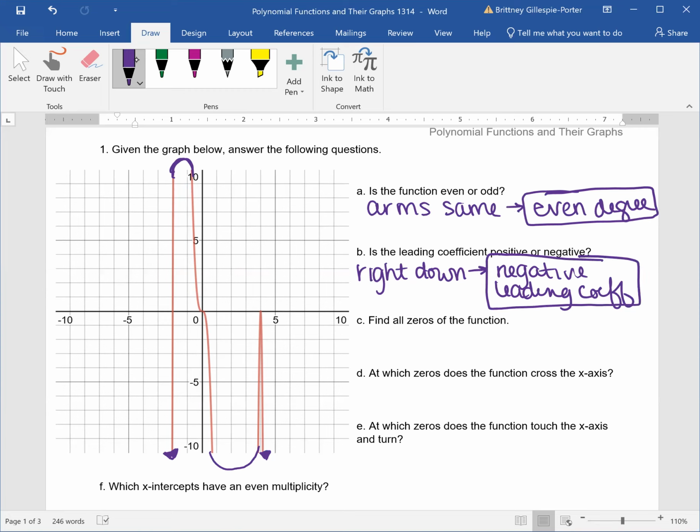Finding all zeros of the polynomial. We need to go and find wherever we cross or touch and turn at the x-axis, which I've highlighted here in yellow. So there's our first zero, and that's at -2. Our second zero where we cross or touch and turn, I just circled, that's at 0. And then we continue on to the right, and we have another one at 4.